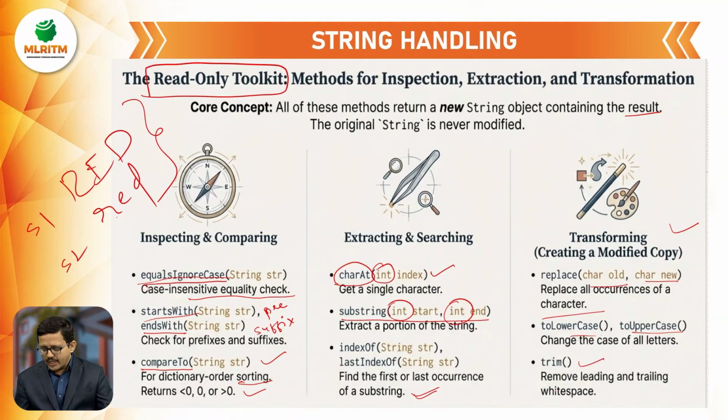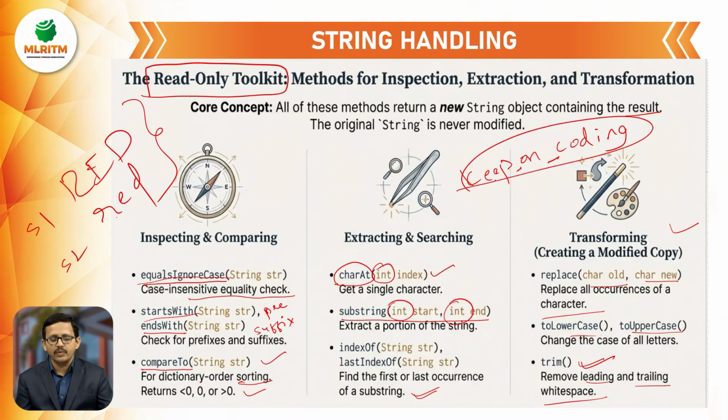Trim removes leading and trailing white space. What is this trim? It removes leading and trailing white space. As in the previous example, we have "keep on coding", and we have given two spaces after "on" and before "on", right? When you use the trim method, what happens? This becomes a single line without any extra spaces: keep on coding.